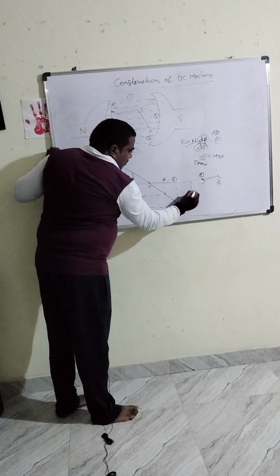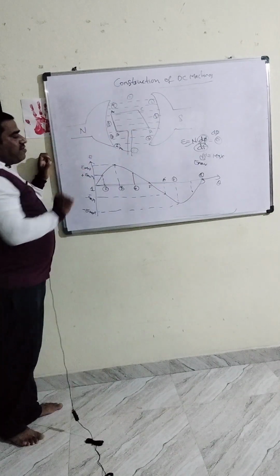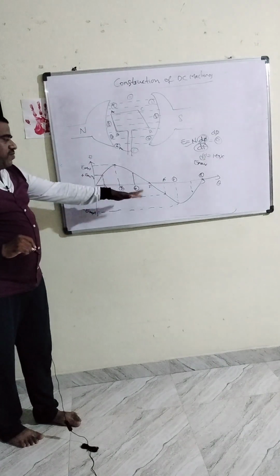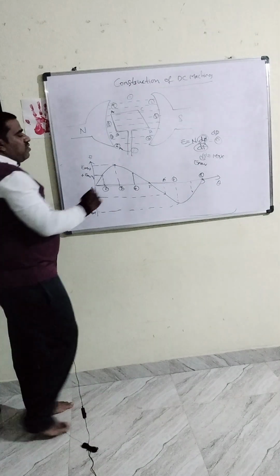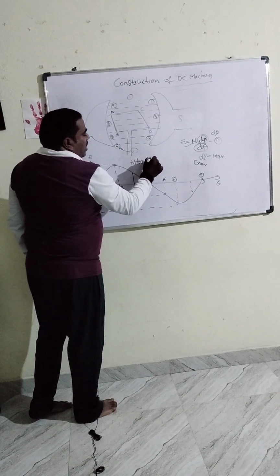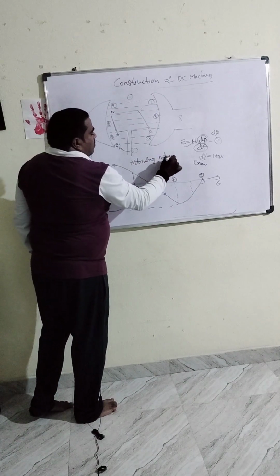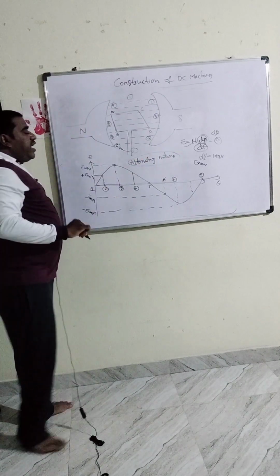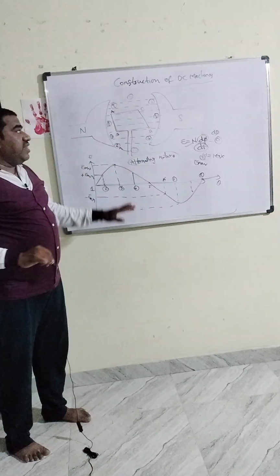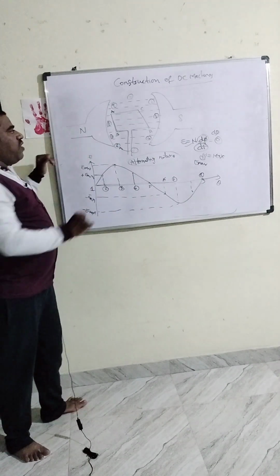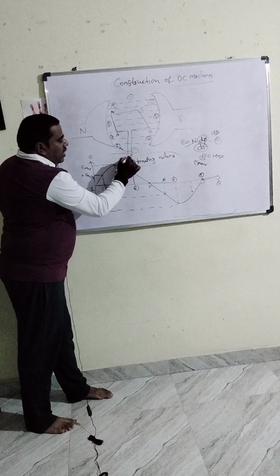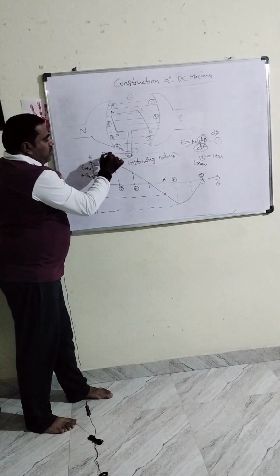The curve we are getting is sinusoidal in nature. If you observe, this is sinusoidal. Sinusoidal means what? Alternating in nature. So the EMF induced in the DC generator is alternating in nature, and that is dynamically induced EMF. Dynamically induced means what? The field is stationary and the conductors are the rotating ones. So we rotate this with the prime mover.